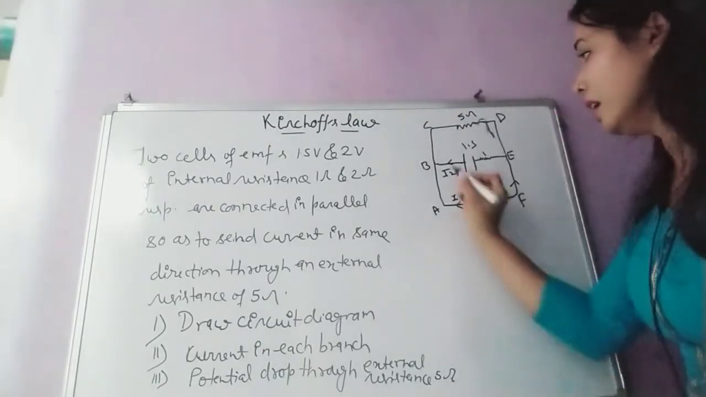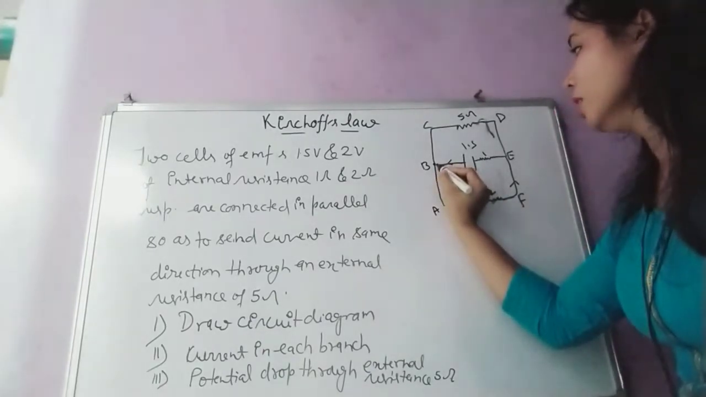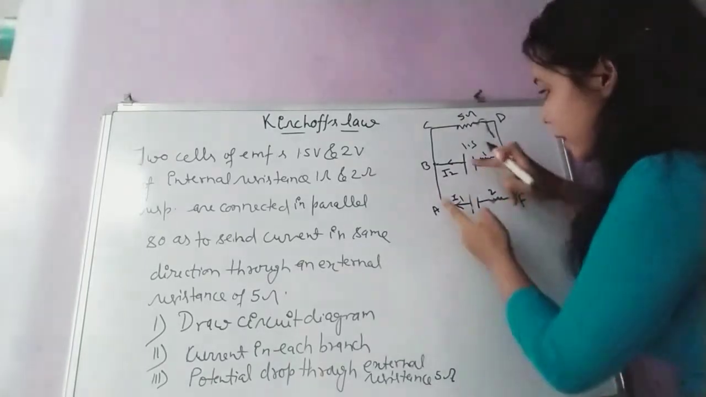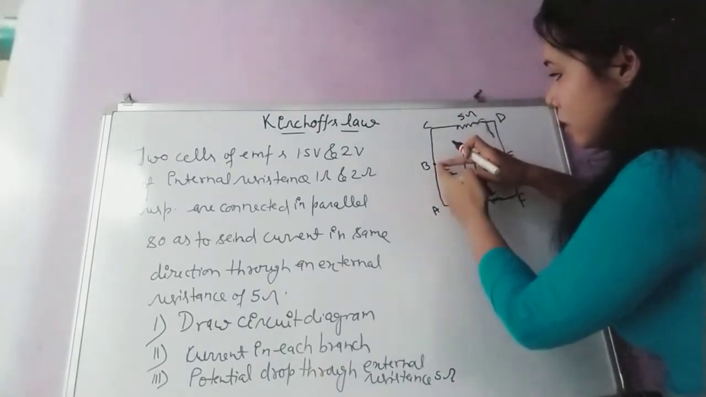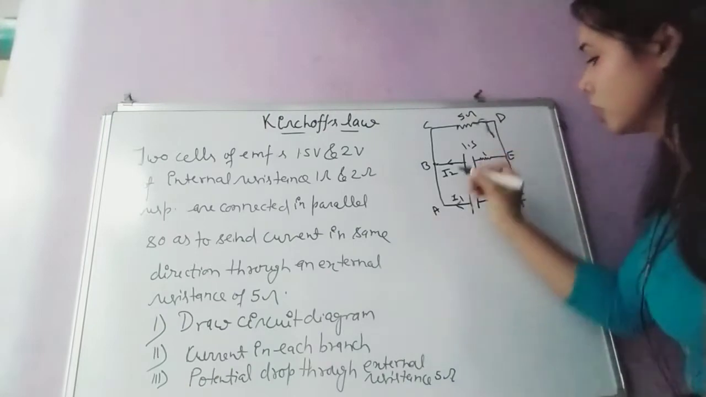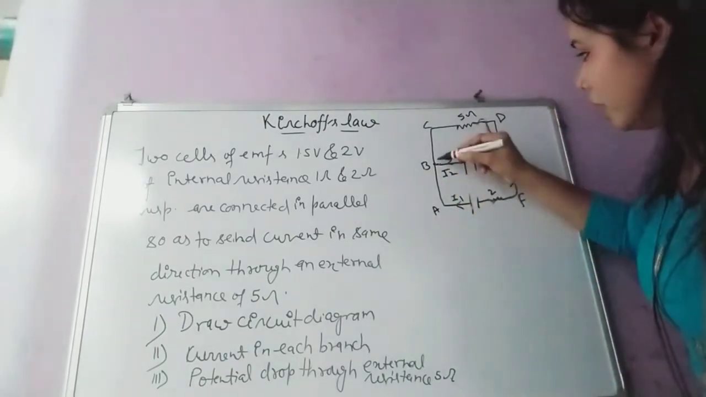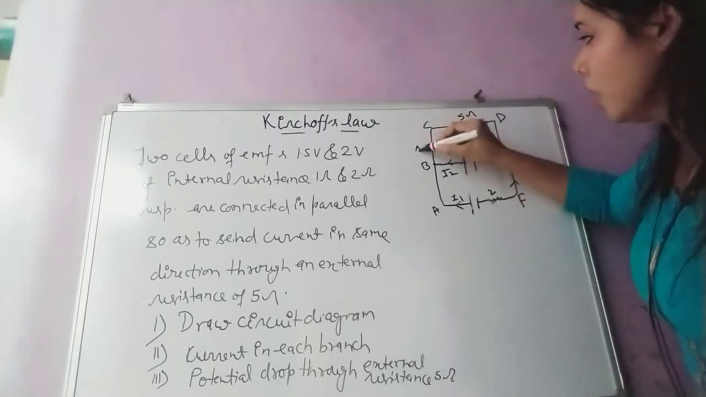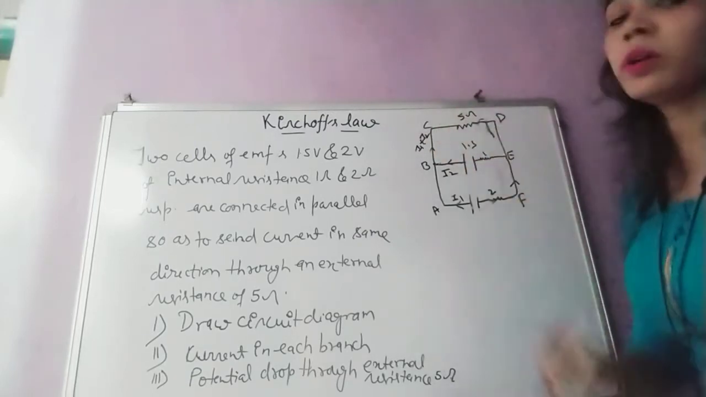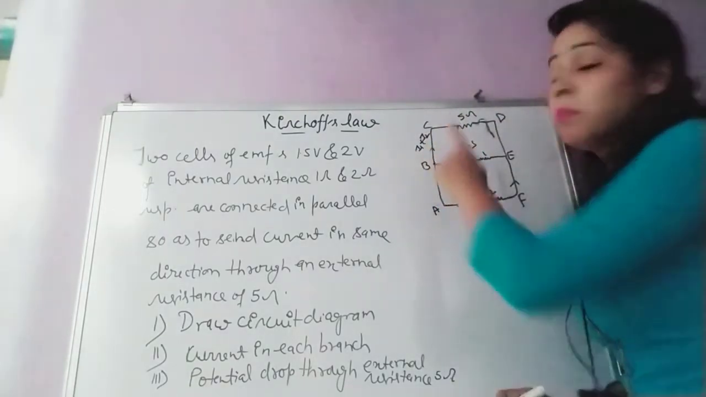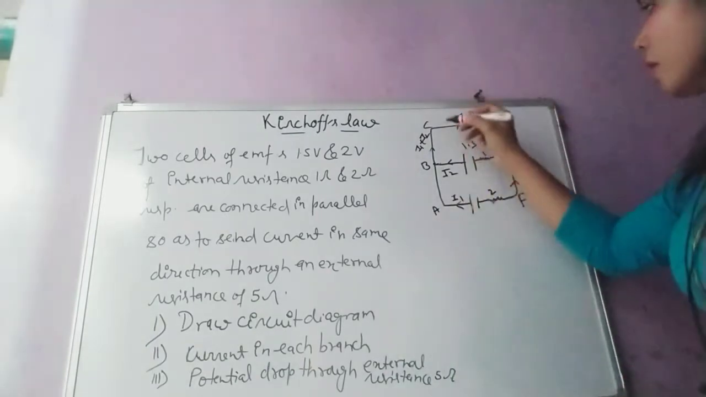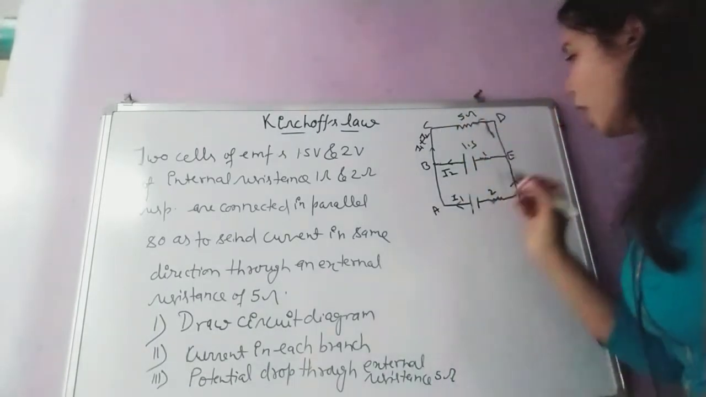First law says that at any junction, current entering the junction is equal to current leaving the junction. So current entering the junction is I1 and I2. So current leaving the junction must be I1 plus I2. According to the law, I1 plus I2. That's why I have written here I1 plus I2.